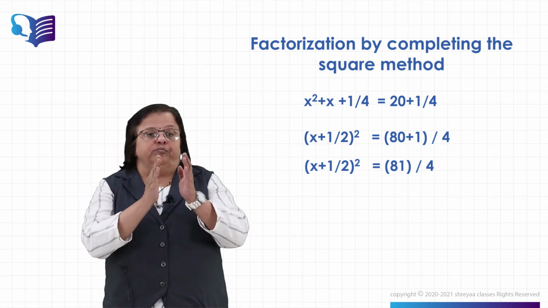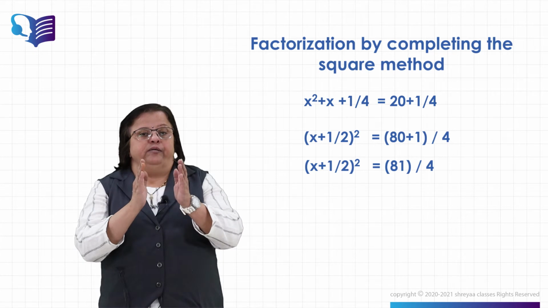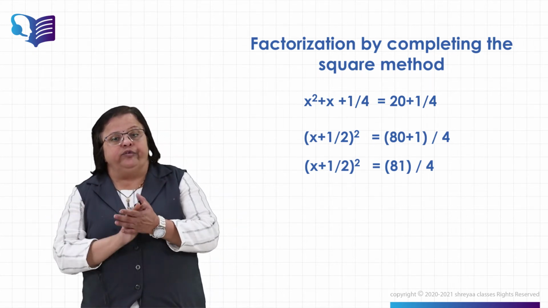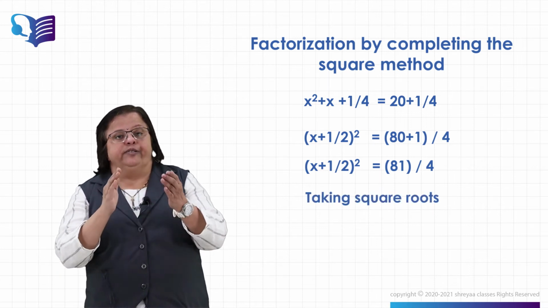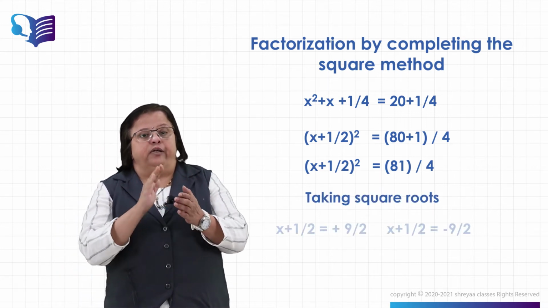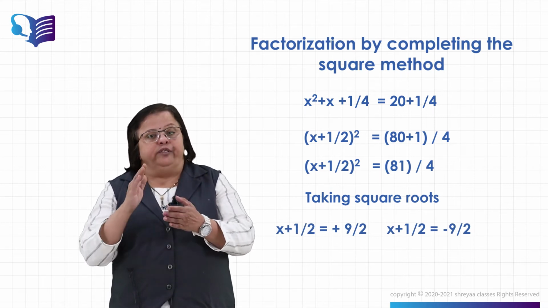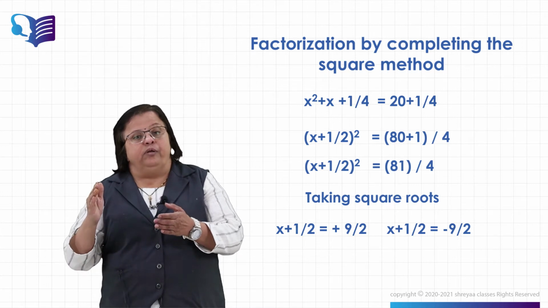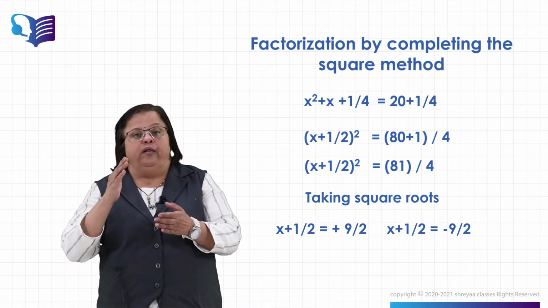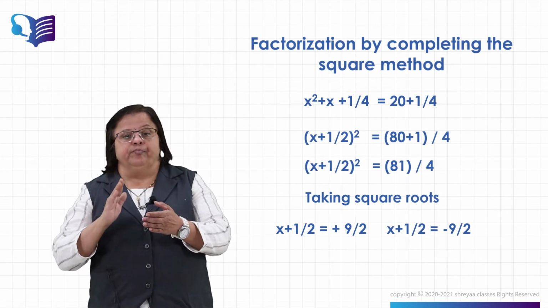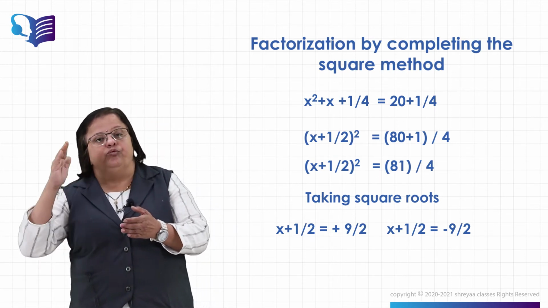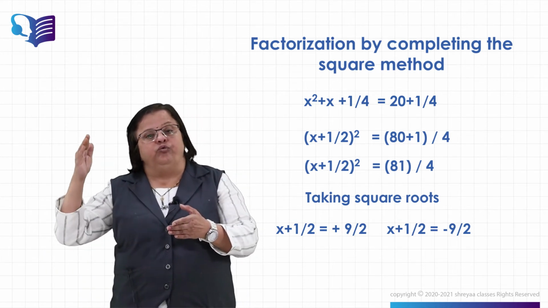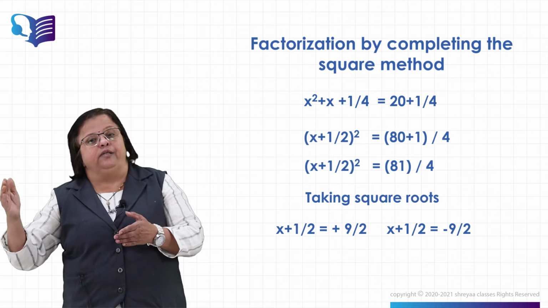Now on both sides we can observe that these are square terms, so we will take the square roots. Taking square roots of both sides, x plus 1/2 is equal to plus or minus 9/2, because the square root of 81 is 9 and the square root of 4 is 2. Therefore x plus 1/2 is equal to plus 9/2, or x plus 1 upon 2 is equal to minus 9 upon 2.